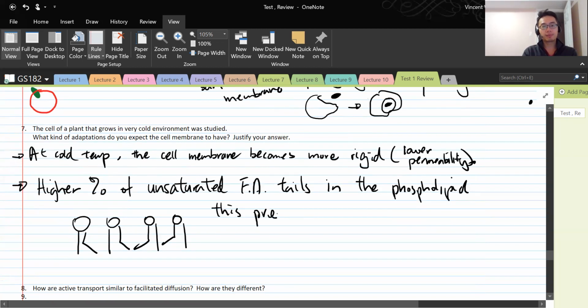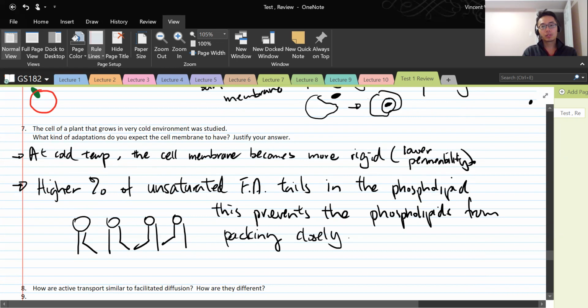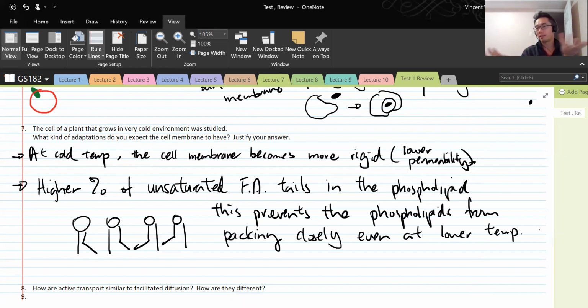This prevents the phospholipids from packing together closely, even at lower temperature, right? For example, you melt butter and then put it in the fridge, it will become solid, right? But if you put cooking oil into the fridge, it's not going to become solid. It might become thicker, but it's not going to become solid, right?